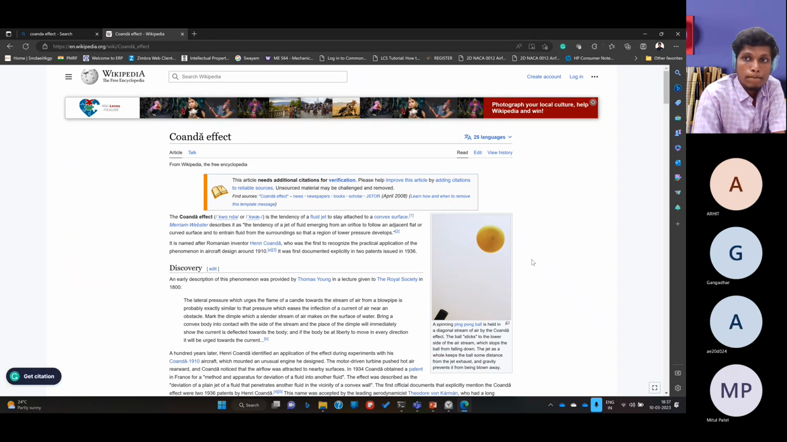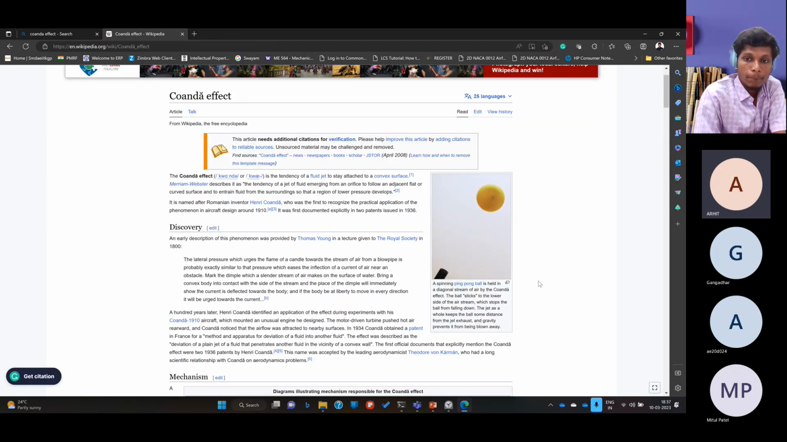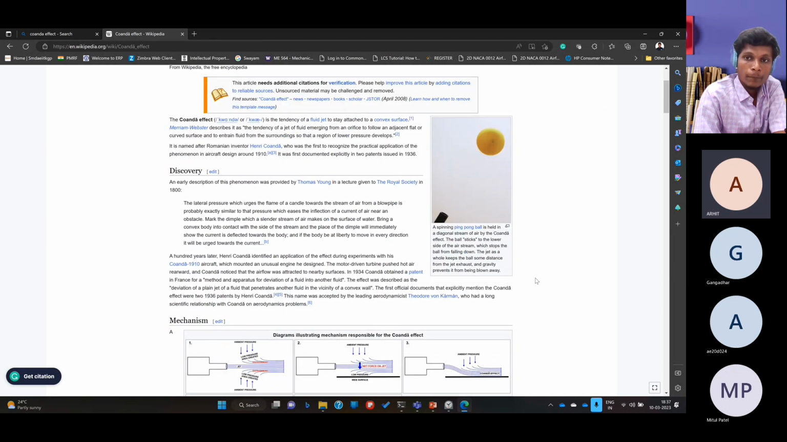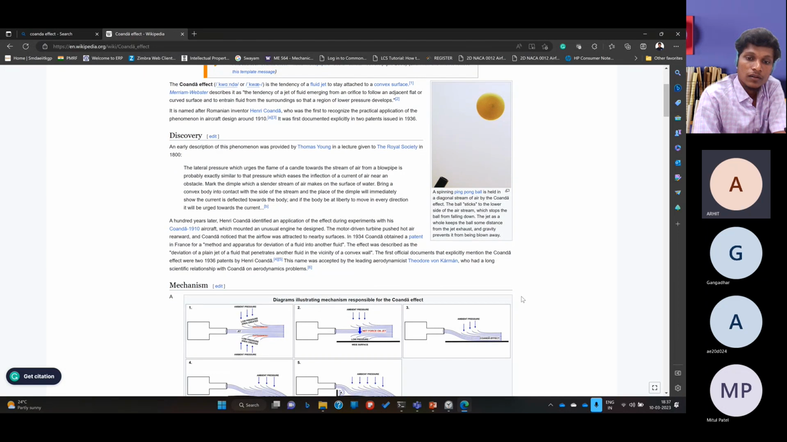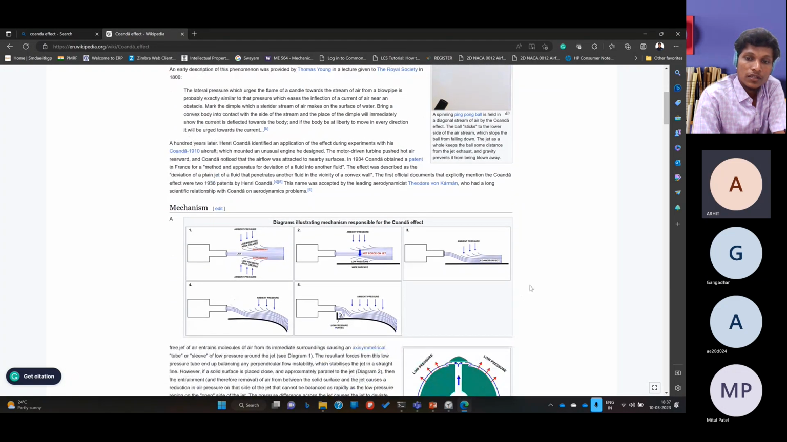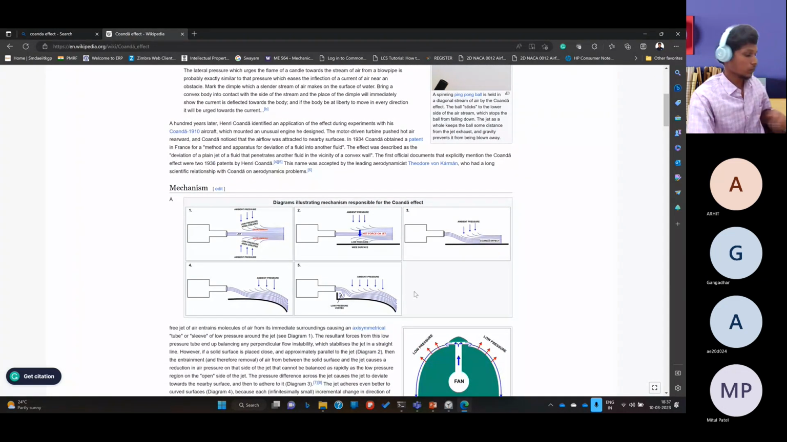And in the case of the Coanda effect, it is showing the phenomenon, the condition, where the flow attaches to the body, and the reason due to which it attaches. Let me try to clear that for you.